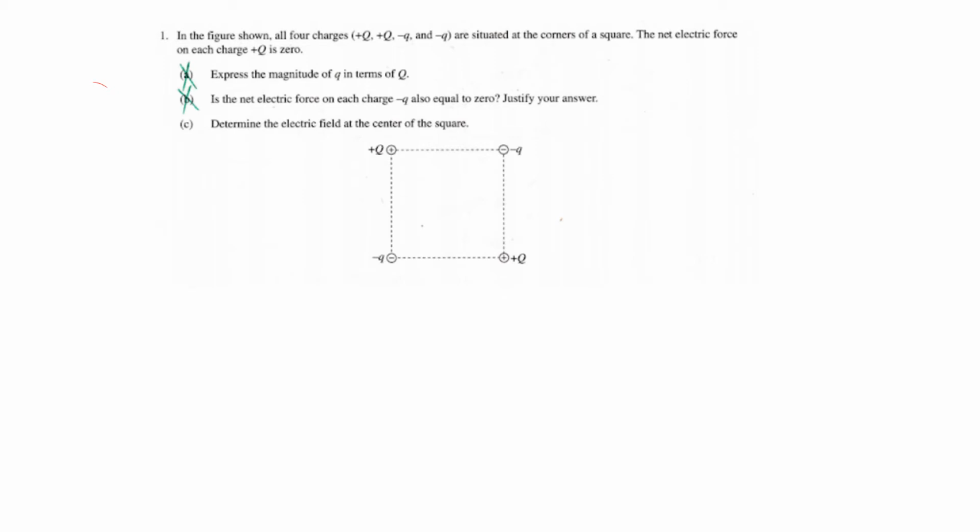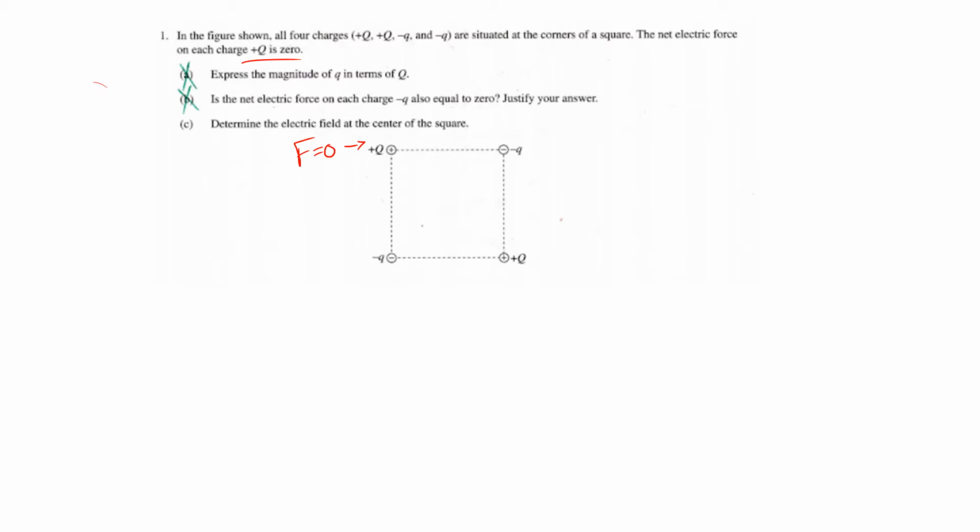All right, let's do some easy physics together. On the figure shown, all four charges are plus q, minus q, and situated at the corners. Net electric field, or net electric force on each charge, big Q, is 0. All right, so what they're saying is you got two positives, two negatives. They're different magnitudes, though. But the force on big Q is 0, so I'm going to just put F equals 0 for them. Express the magnitude of little q in terms of big Q.